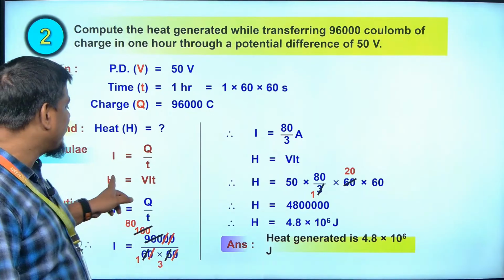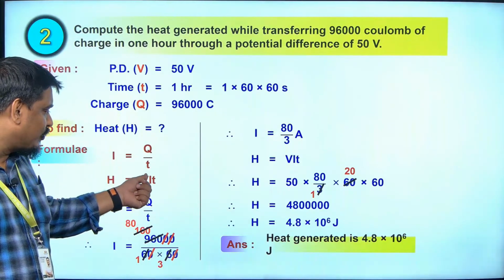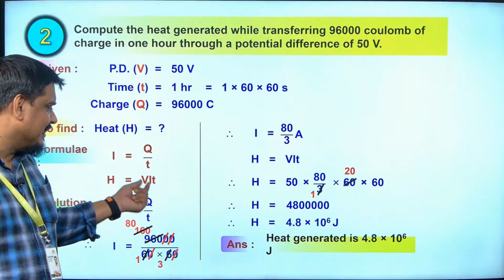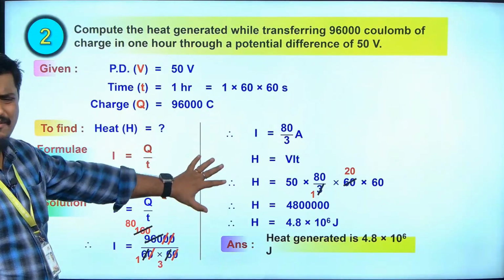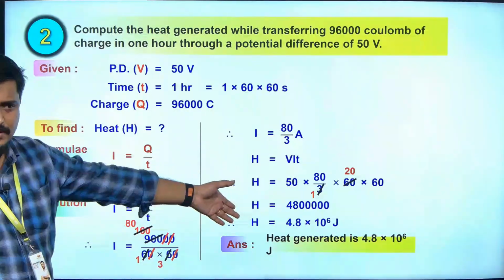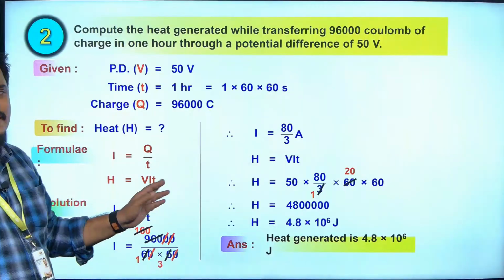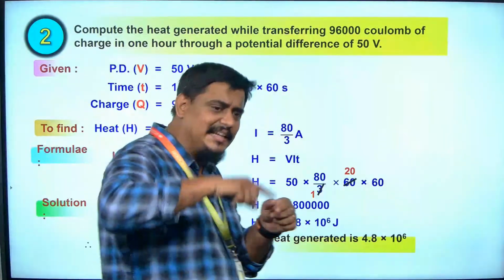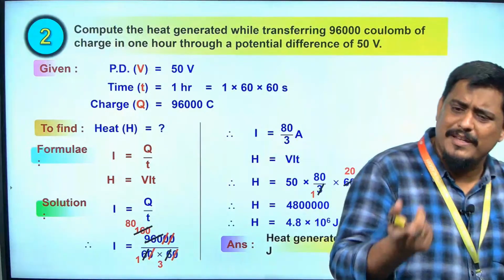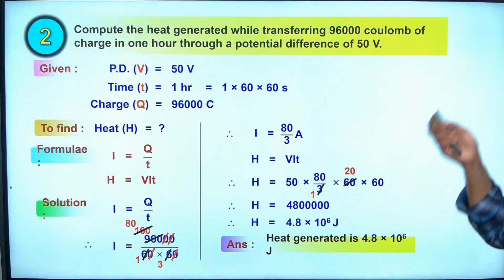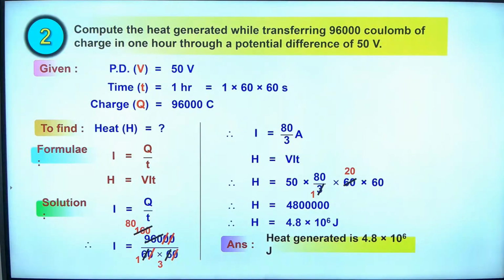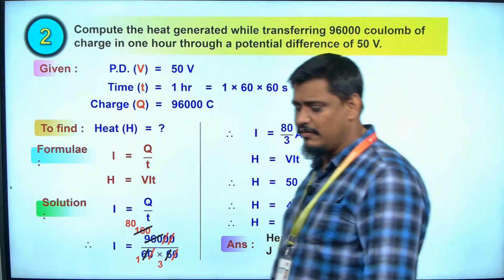The formula of H is VIT. I is equal to Q by T. T gets cancelled. Just multiply V and Q. Leave what they have done. They have done a lengthy method. Simplest method is H is equal to VIT. I is equal to Q by T. T gets cancelled. V into Q will give me H. V is known. Q is known. Multiply both, get the answer. Nothing else is required. They have taken a very long route to solve. Leave what they have solved.